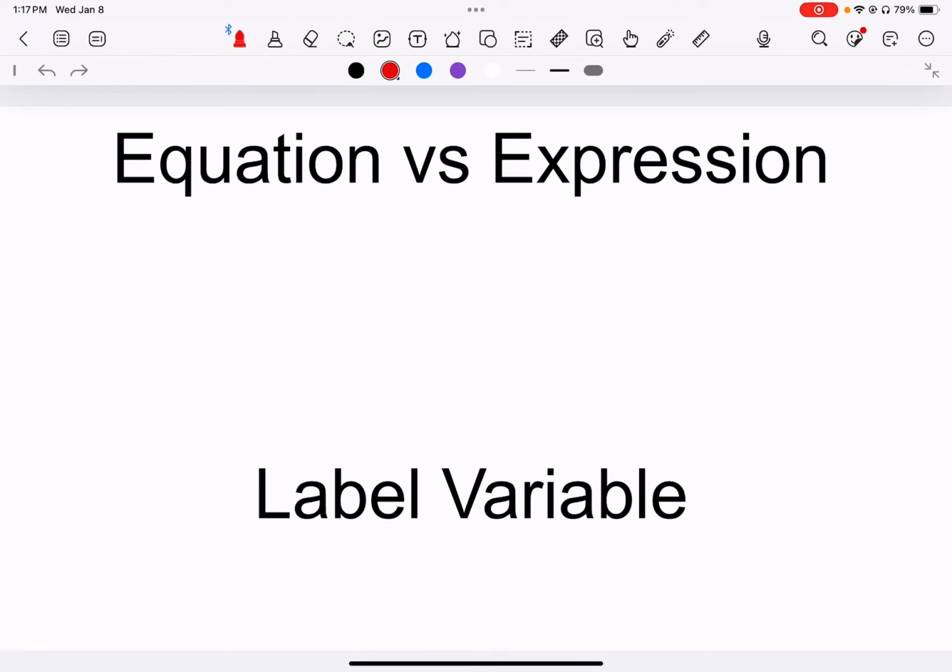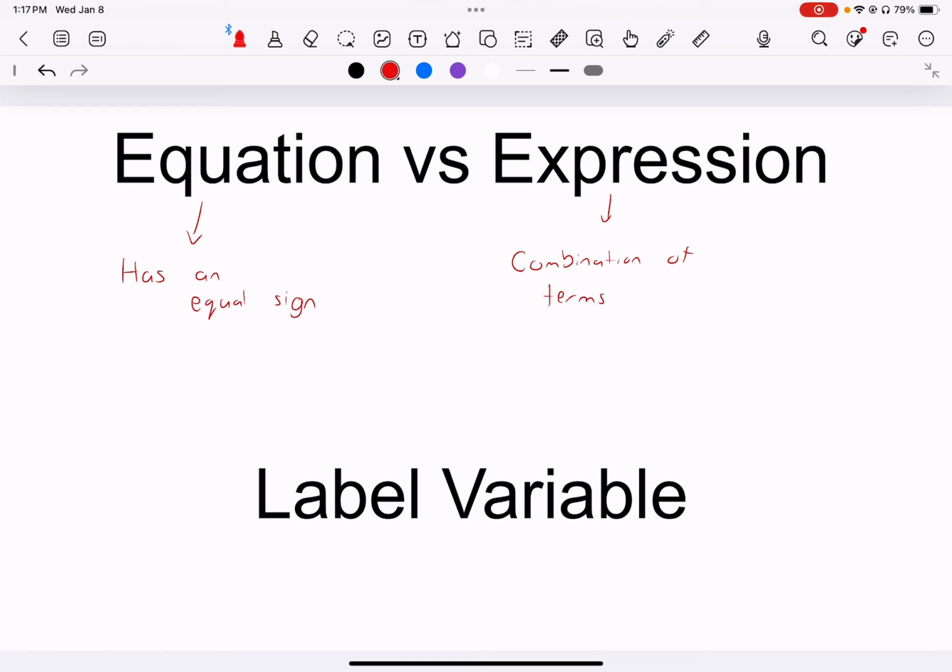This lesson is going to be on how to write expressions. We're first going to talk about the difference between an equation and an expression. An equation is just an expression that has an equal sign. And an expression is a combination of terms, and it could have variables and it could have just numbers.